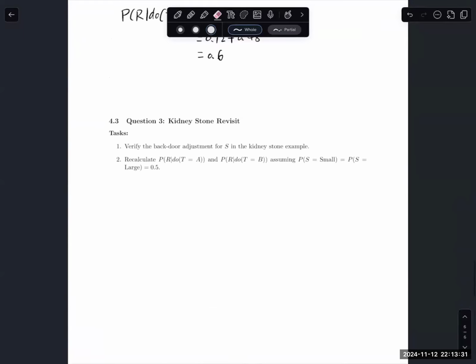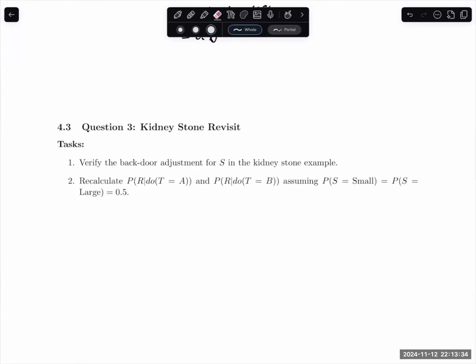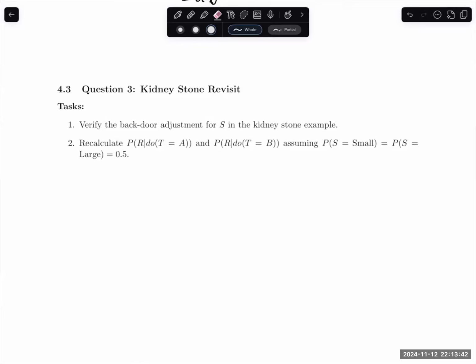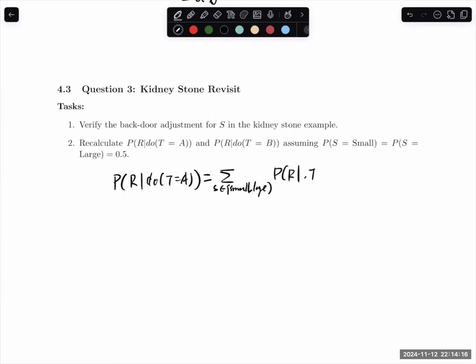The second one is that we are doing the same thing, calculating the conditional probability of recovery given the treatments A and B. Here we assume the marginal probability for the stone size is the same, which is 0.5 right here, and we need to calculate the recovery given the treatment equal to A and B. Remember the formula that we used before, over small and large stones, which is the probability of recovery given T and the stone, times the probability of the stone.